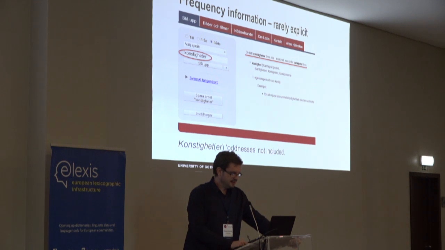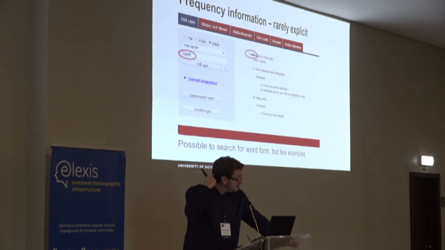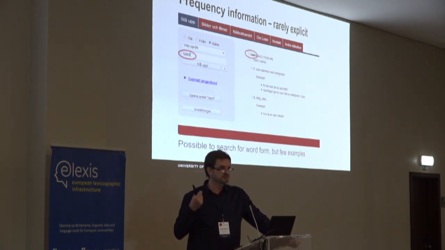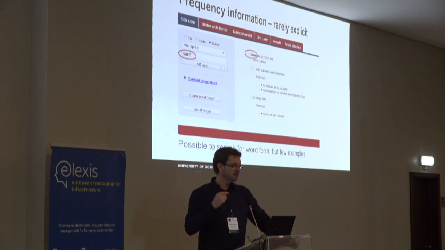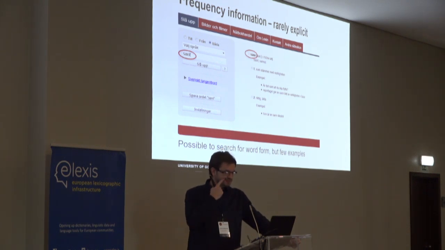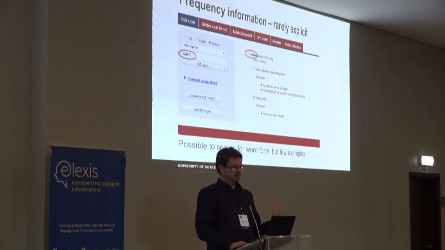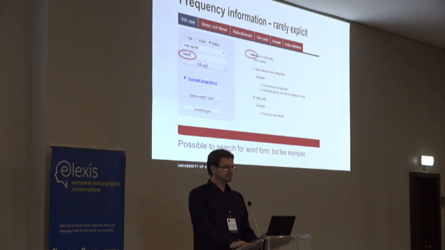In Lexin, this word konstighet is not even included, so that's a problem. And as for this sant form, if you search for sant, it's possible to search for that form, but there are a few examples with this T form in the base form entry. So we might have some problems when it comes to frequent word forms here.